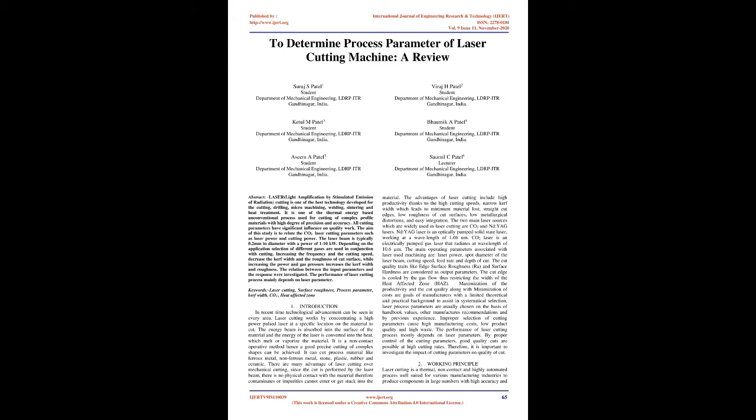Laser cutting works by concentrating a high-power pulsed laser at a specific location on the material to cut. The energy beam is absorbed into the surface of the material and the energy of the laser is converted into heat, which melts or vaporizes the material. It is a non-contact operative method, hence a good precise cutting of complex shapes can be achieved. It can cut process material like ferrous metal, non-ferrous metal, stone, plastic, rubber, and ceramic.